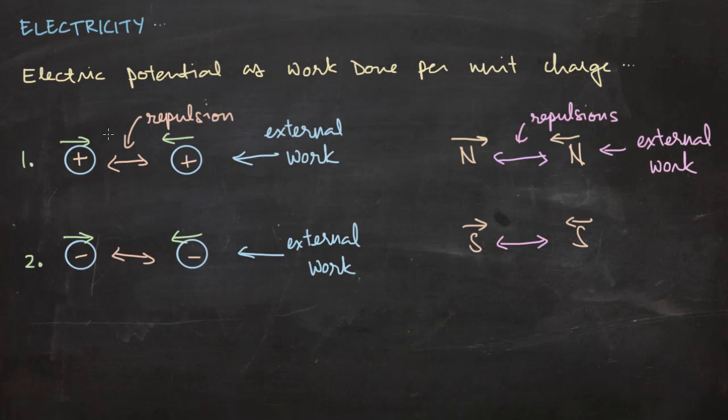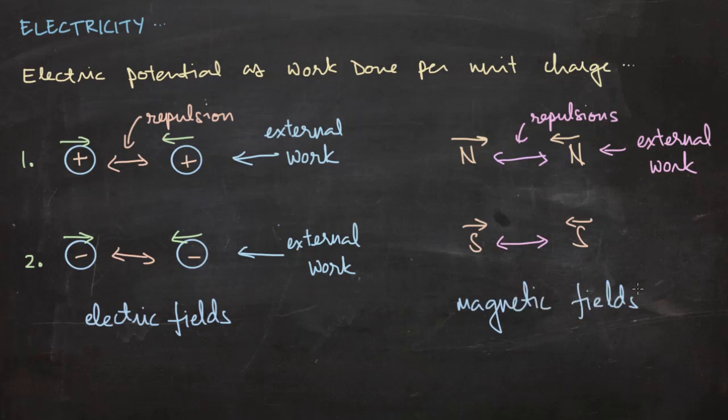The force of repulsion that we see in the case of like charges being pushed towards each other, or in the case of like poles of magnets being brought close together, is mainly due to the interaction of the electric fields of the charges and the magnetic fields of the magnet.